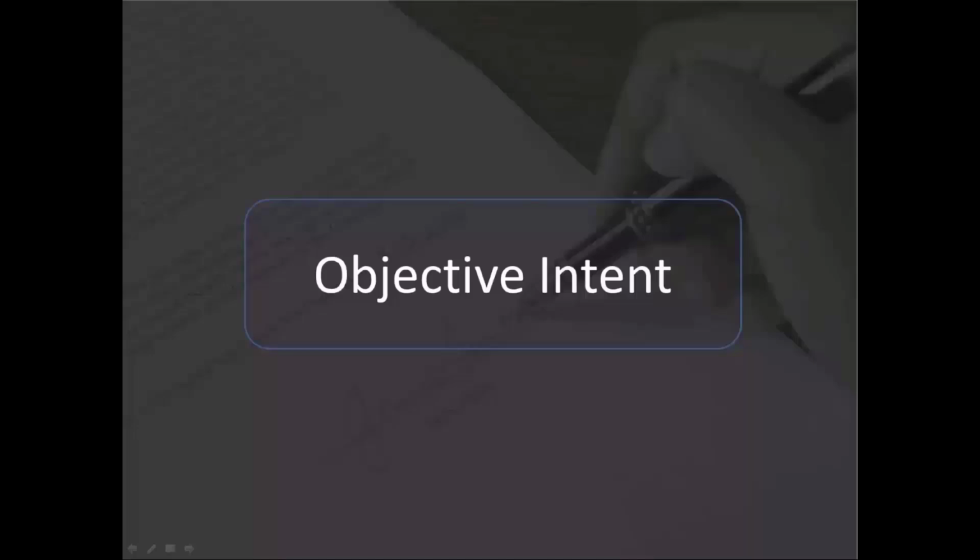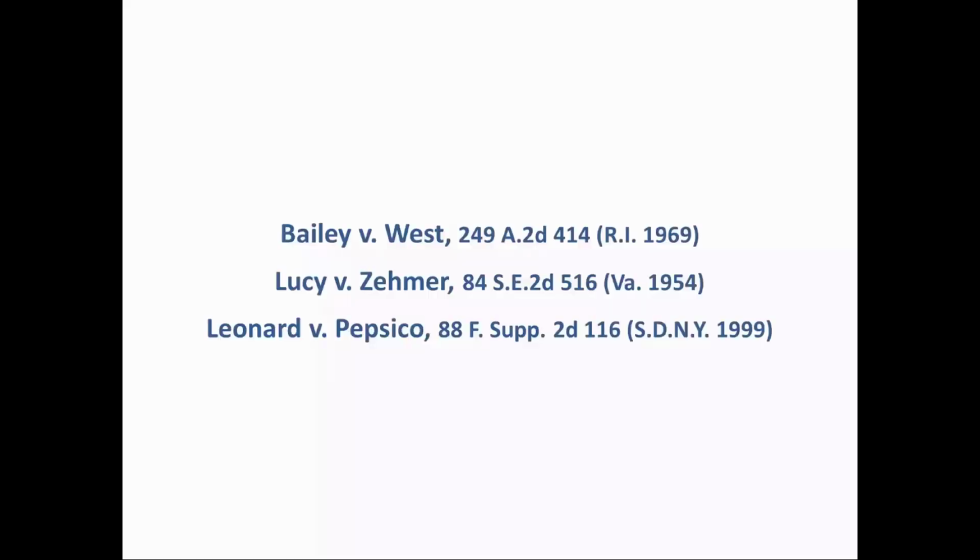This screencast video lecture introduces the concept of objective intent to contract. You've read the principal cases, Bailey v. West and Lucy v. Zemmer, and a brief excerpt from Leonard v. PepsiCo. These cases all have something in common. Each court is trying to decide whether the parties intended to make a legally enforceable promise.